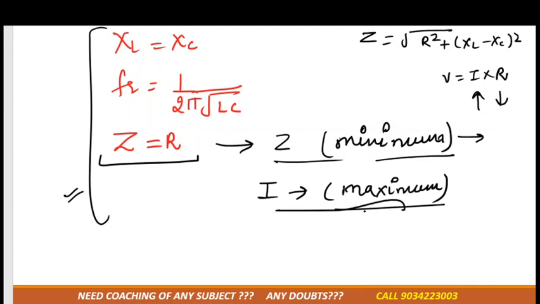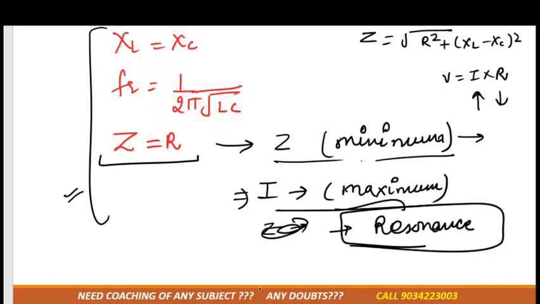In that case, you should understand automatically that if the current is maximum, then impedance is minimum, right? And for maximum current we have the condition for resonance. Clear? They can say any one condition. They can say XL is equal to XC, and we'll understand this is the condition for resonance. They can say Z is minimum, they can say current is maximum, or they can say resonance itself. If they say current is maximum, we need to understand that this is the condition of resonance. Clear?